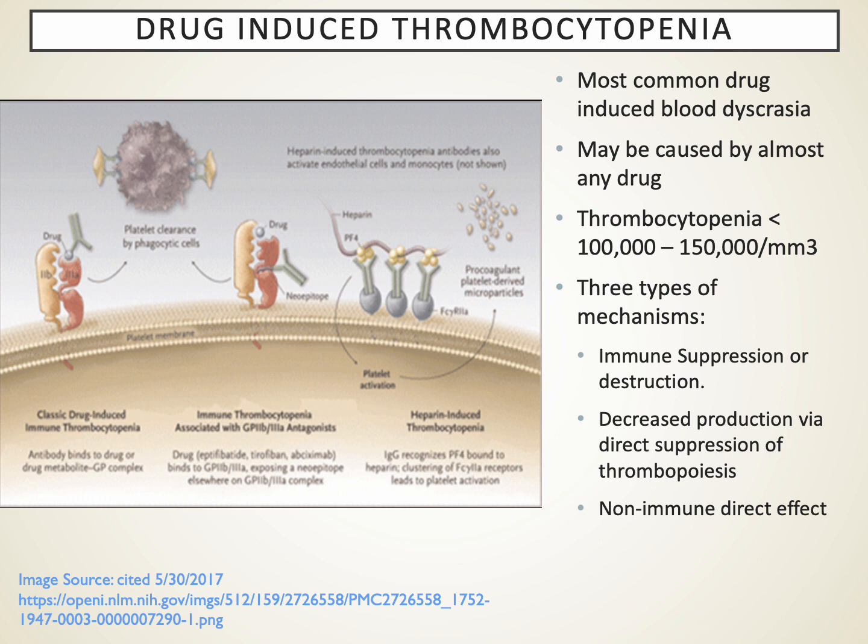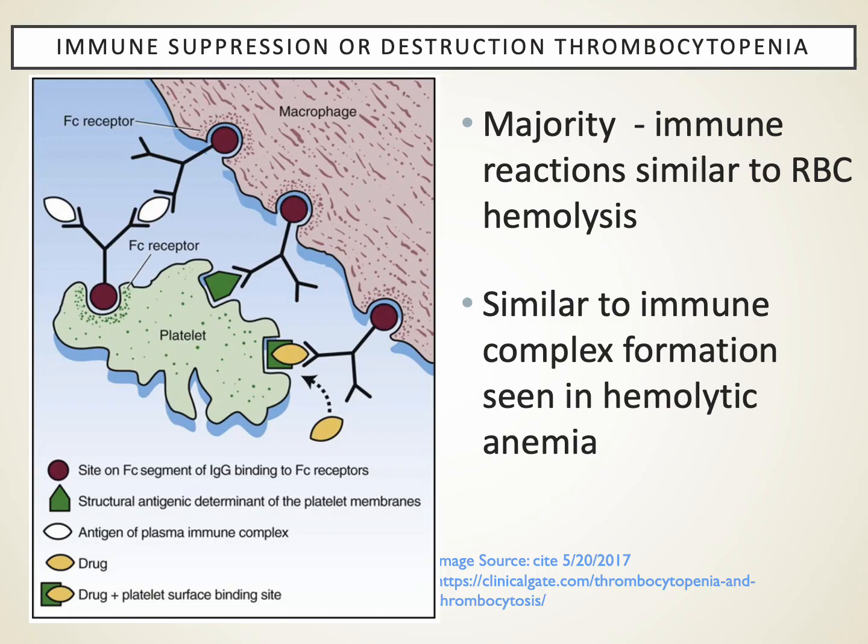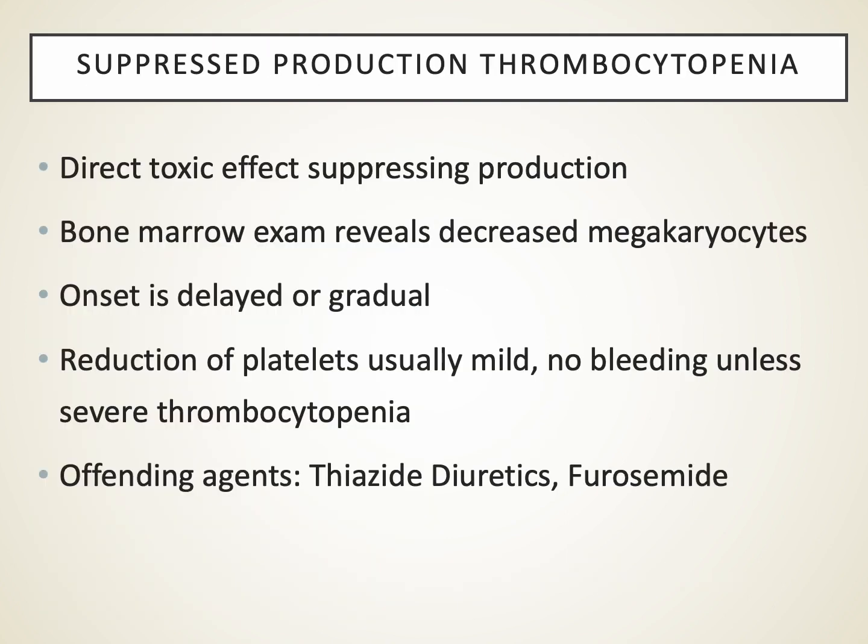The mechanisms of this drug-induced thrombocytopenia can include immune suppression or decreased production of platelets by suppression of thrombopoiesis, or there can even be some non-immune direct effects that the drugs can have. A pictorial of the classic immune suppression that's seen here is similar to the immune reactions that are seen with hemolytic anemia. We can also have suppression of platelets. This is direct toxic effect of bone marrow.